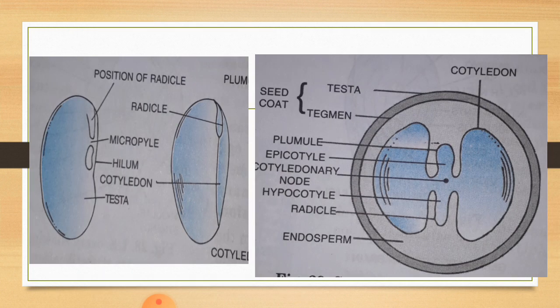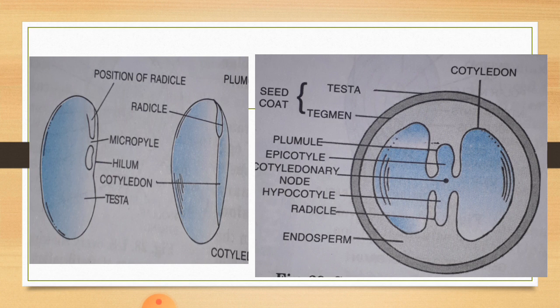The other end contains the plumule, or the embryonic bud. So far as this axis is concerned, it has the plumule on the upper side, which later develops into the shoot, and on the lower side it has the radicle, which later develops into the embryonic root.